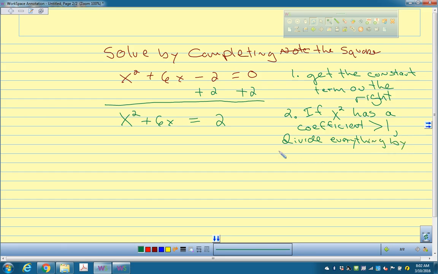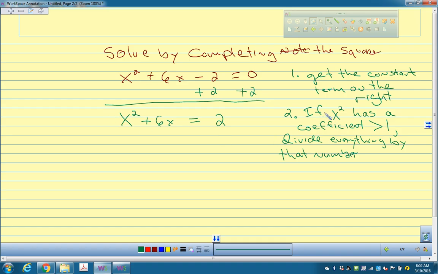I'm going to explain to you when we get to an example that deals with that how to do that, okay? So if this were a number like 4 over here, I would have to divide everything by 4. Yes, Jessica? What is the coefficient that's less than 1?